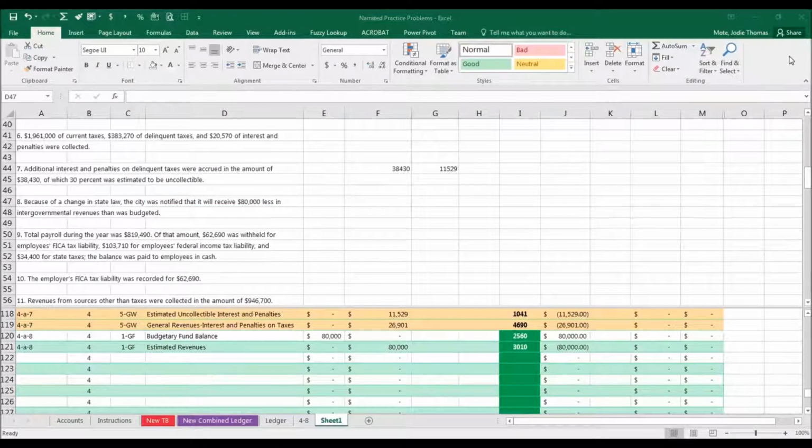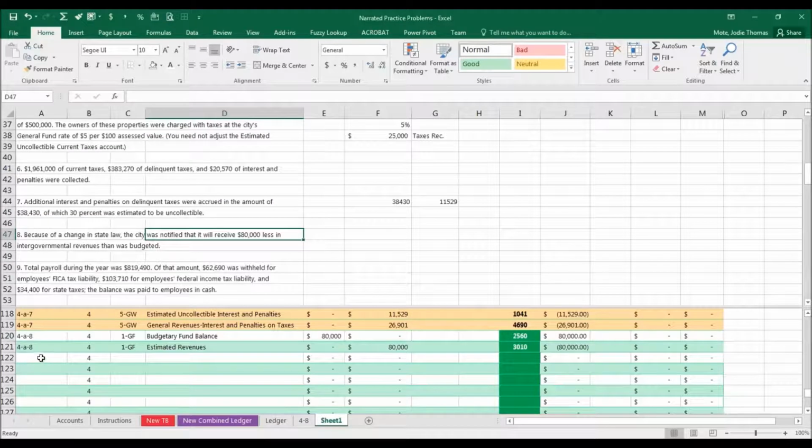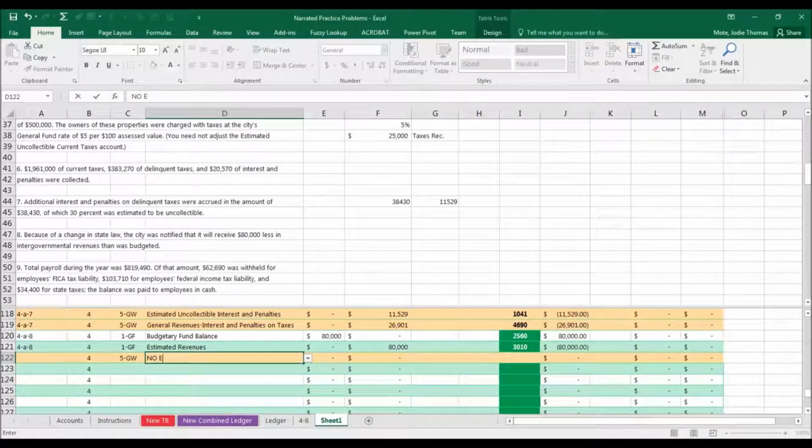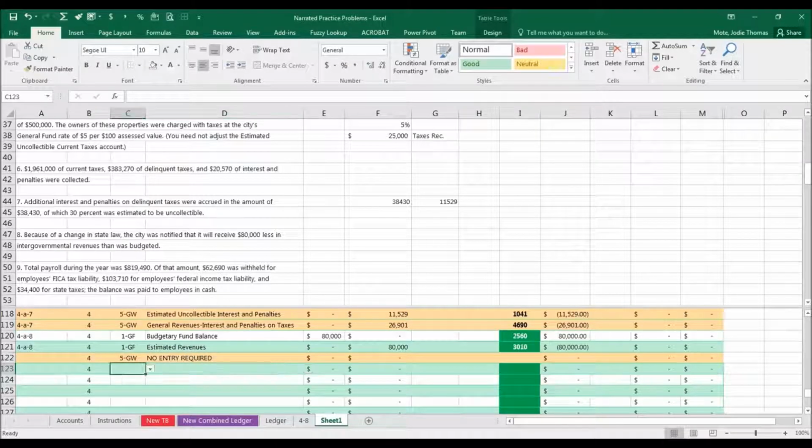So for number 9, the total payroll gives you the total payroll for the year. Let's record all this for now, this first part. Let me separate these two by doing this: government line, and no entry required. Okay. That was 480. So, all right, 489.